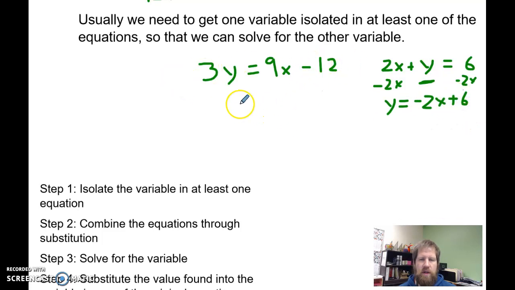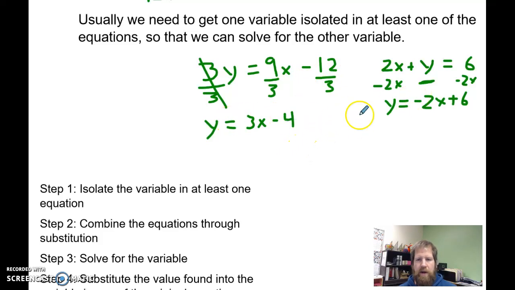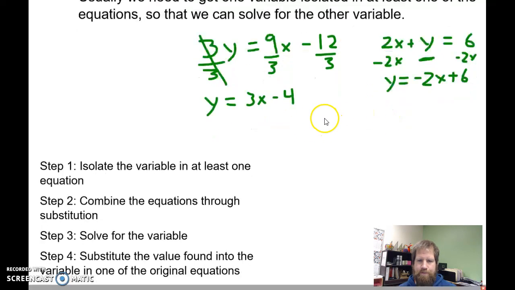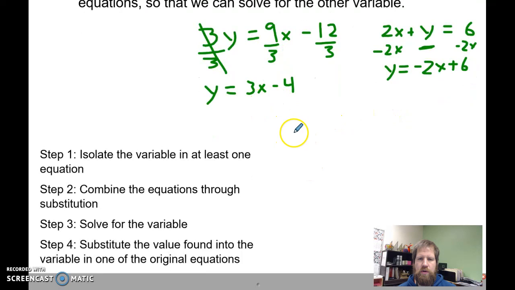And then this one, I need to isolate y by dividing everything by 3. That'll cancel, and I'll have y equal to 9 over 3, or 3x, minus 12 over 3, or 4. Now, after that step, I've got my variables isolated. Then I'm going to combine them. I'm going to substitute.